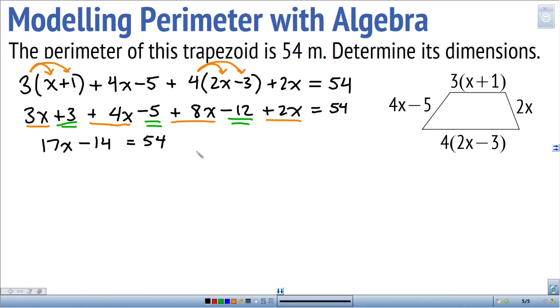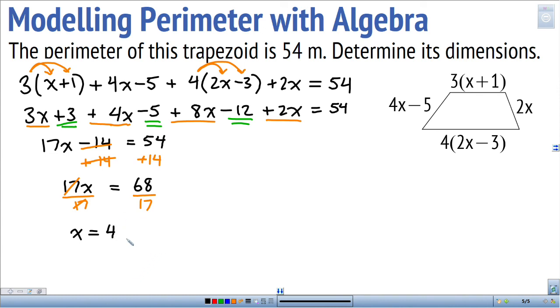54. Now we're just going to solve this equation. I'm going to isolate this x. I'm going to add 14 on the left-hand side of this equation, so I also have to add 14 on the right-hand side. Those will add to 0. On the left I have 17x is equal to 54 plus 14, which is 68. Now I'm going to divide both sides by 17. Those 17s will divide away. So x is equal to 4.